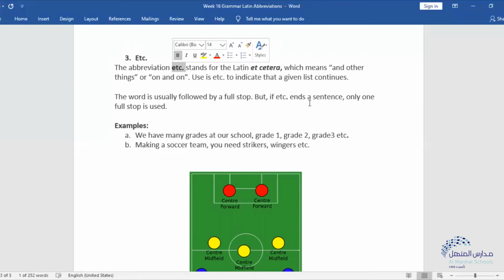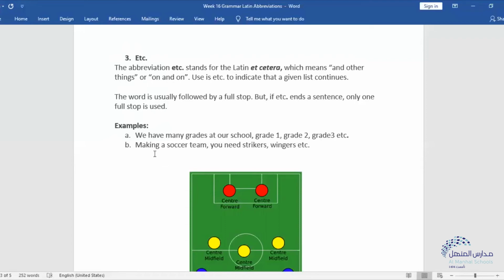But if etc. ends a sentence, only one full stop is used. So what this last sentence means is that etc. is always followed by a full stop, even if it's in the middle of a sentence. But if it comes at the end of a sentence, you don't add a second full stop to it. You just continue to use the one full stop. So wherever you see etc., whether it's in the middle of a sentence or at the end of a sentence, it is followed by a full stop.